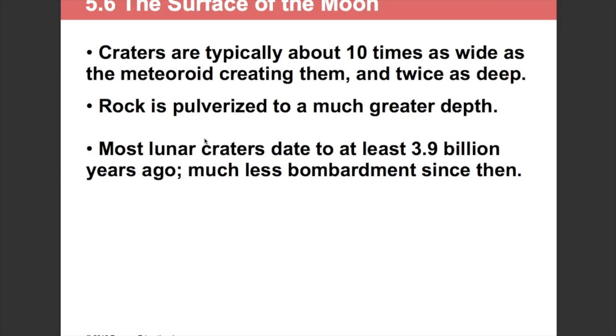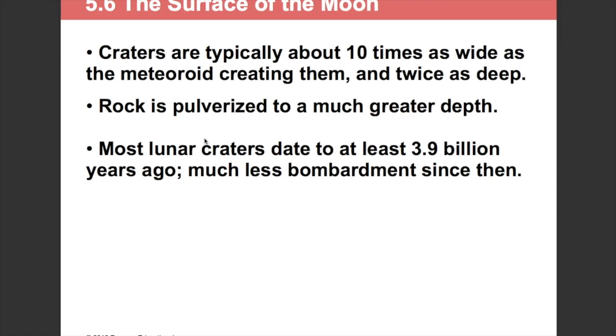So craters are typically 10 times as wide as the meteoroid creating them and twice as deep. And that's because of the enormous amount of energy from the impact. And rock is pulverized to an even greater depth than the crater, which isn't a big surprise. Basically, all the material underneath what we can see also has a tremendous amount of energy dispersed through the surface and the lower layers where the impact occurs.